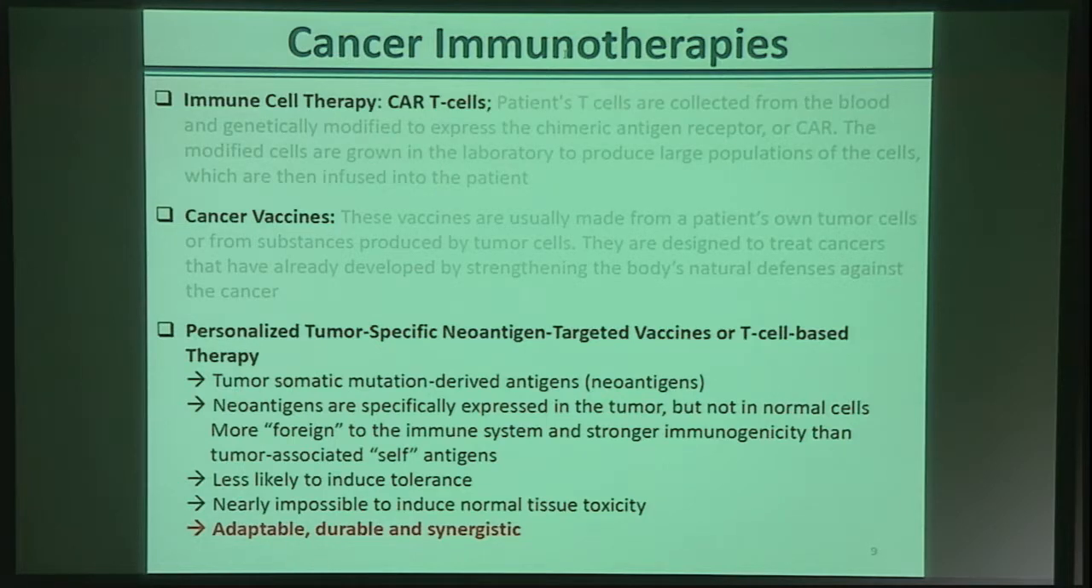Basically, as I just mentioned, tumor-specific neoantigens derive from tumor somatic mutations. Such neoantigens are specifically expressed in the tumor but not in normal cells, which makes them more foreign to the immune system, and they can trigger stronger immunogenicity than tumor-associated self antigens.